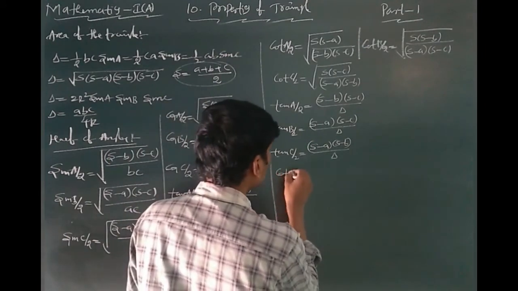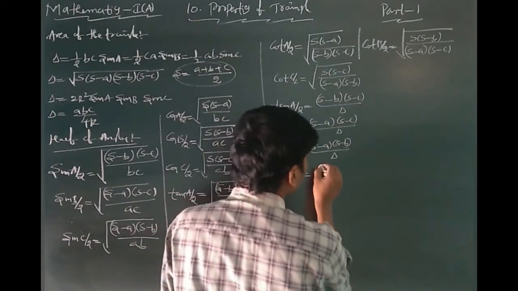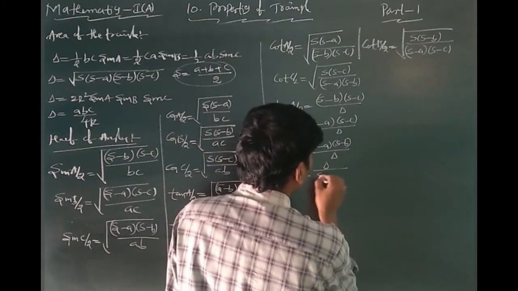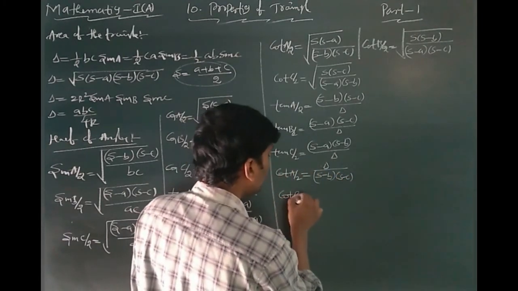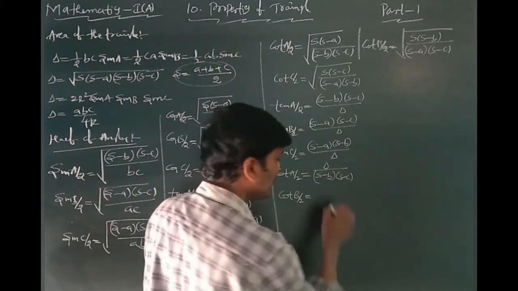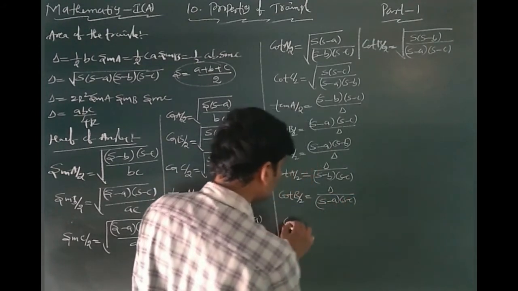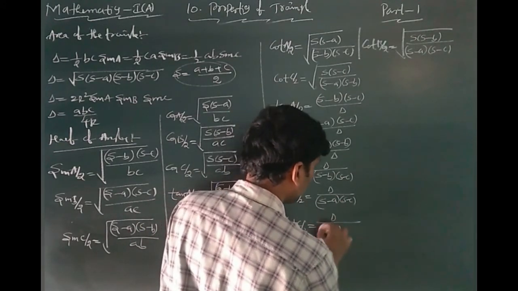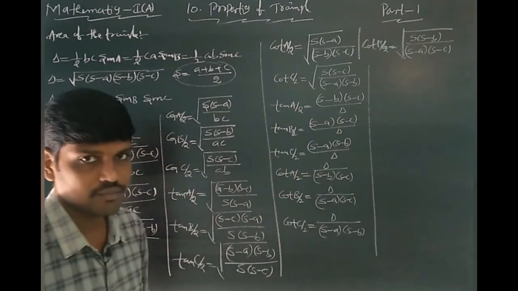Similarly, cot A/2 is equal to the reciprocal of tan, which you can write as delta divided by (s − b)(s − c). Similarly, cot B/2 is equal to delta divided by (s − a)(s − c). Cot C/2 is equal to delta divided by (s − a)(s − b). This is in terms of cot.